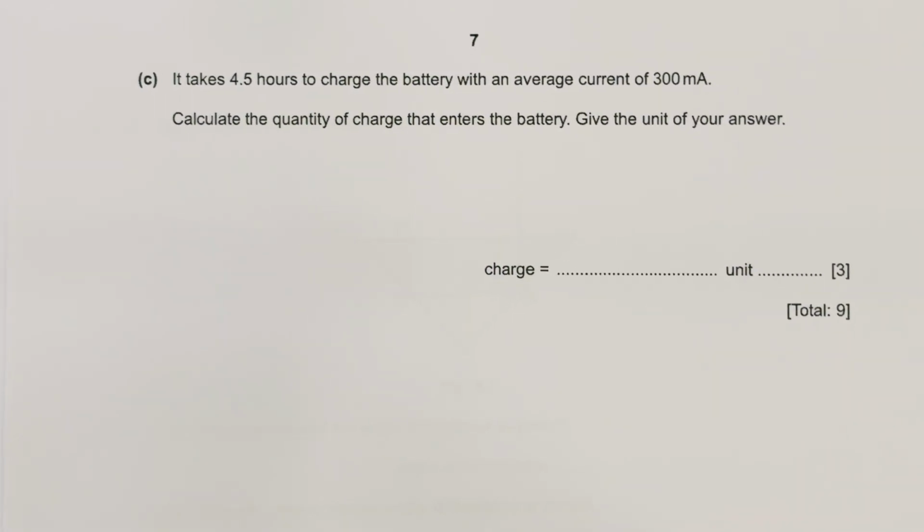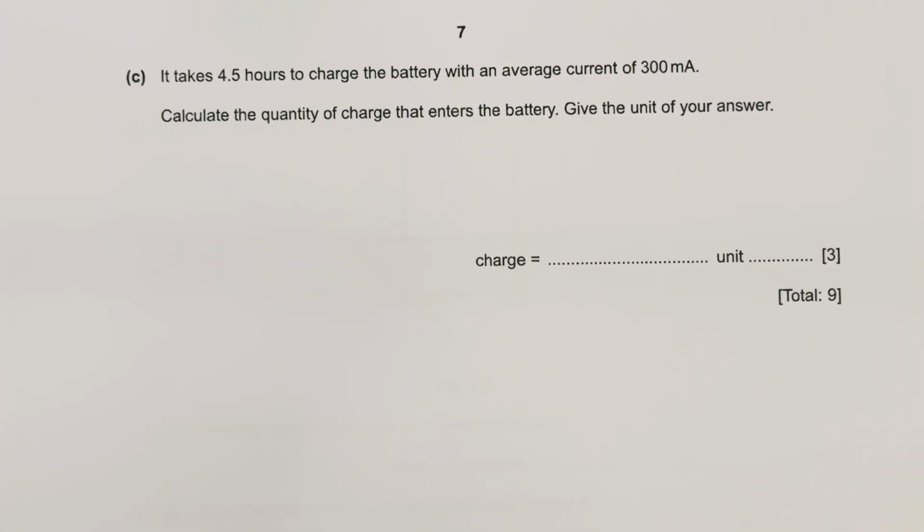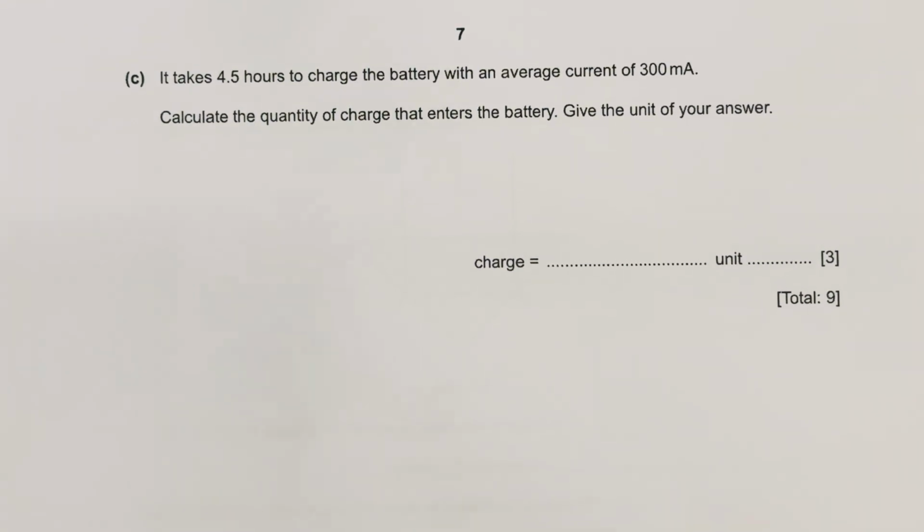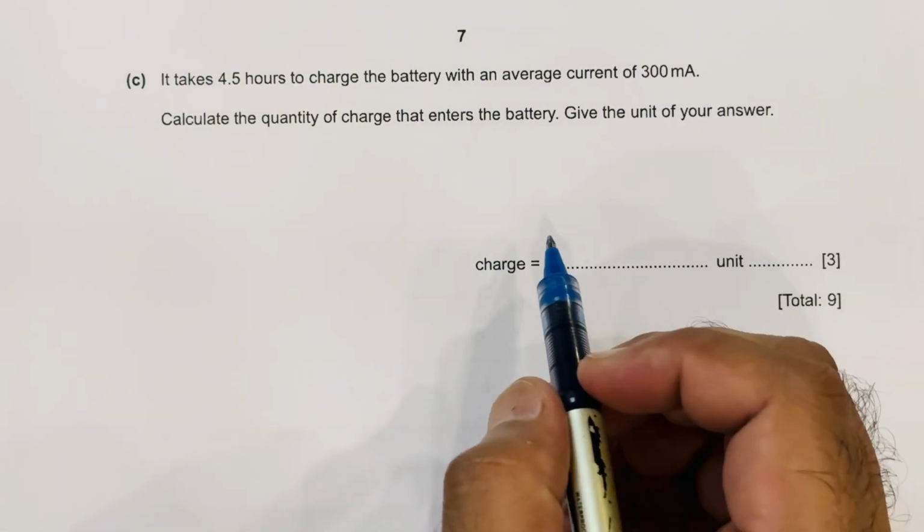Okay, just going to straight paper over here. Okay, now part C is that it takes 4.5 hours to charge the battery with an average current of 300 milliampere. Calculate the quantity of charge that enters the battery. Give the unit of your answer.